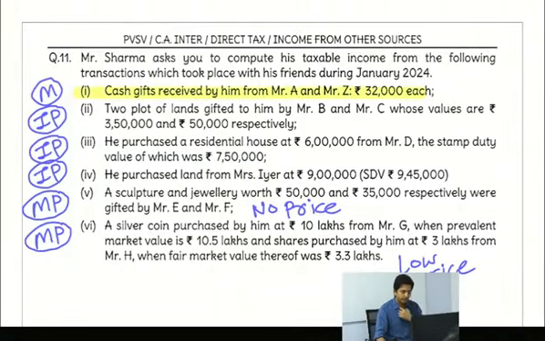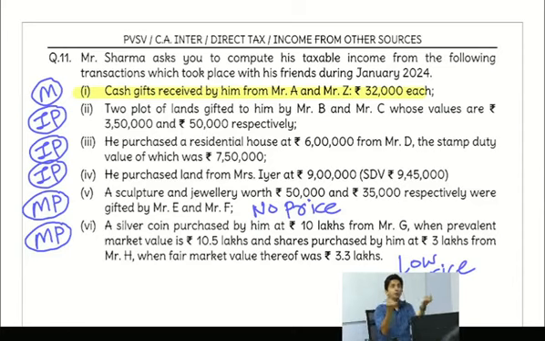A silver coin was purchased by him at 10 lakhs from Mr. G, when the prevalent market value is 10 lakh 50,000. Means the market value is 10 lakh 50,000, but you paid only 10 lakhs. So it is cheaper, a low price. Then shares purchased by him at 3 lakhs from H, whereas the market value is 3 lakh 30,000. So even this is a low price, and all the low prices you have to combine, aggregate.